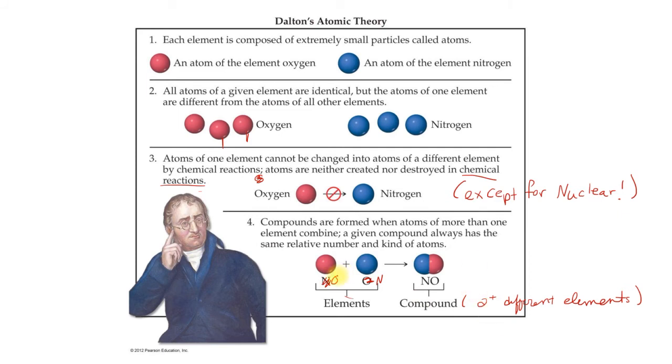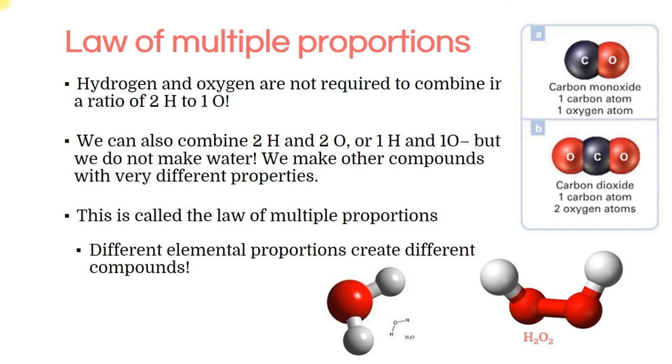You can take 1 oxygen, 1 nitrogen and make NO. Now, on the other hand, the law of constant composition comes into play. This is a 1-to-1 ratio, but I could take 2-to-1 and make a completely different compound. Okay, one is laughing gas and the other one kills you. So, you know, totally different things. This leads us to the law of multiple proportions.